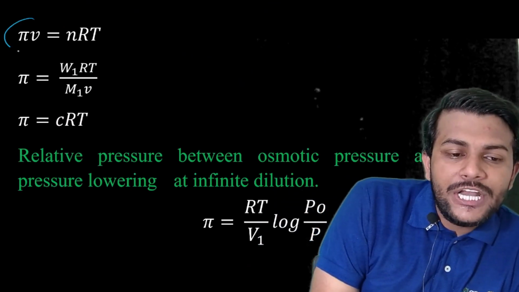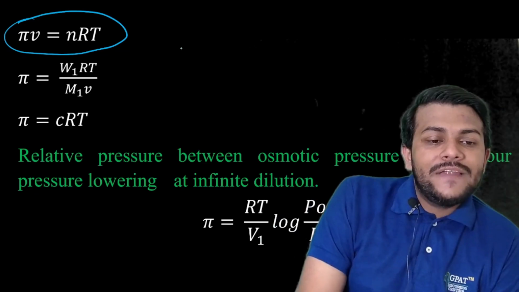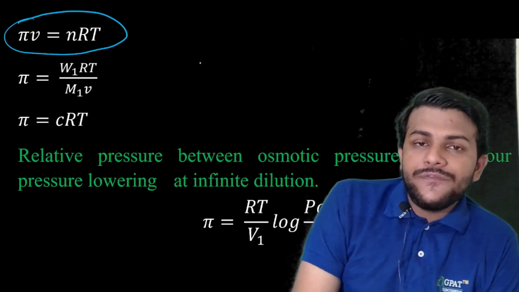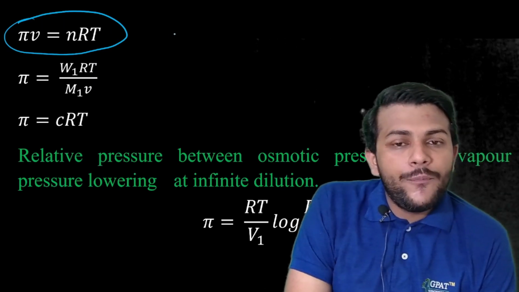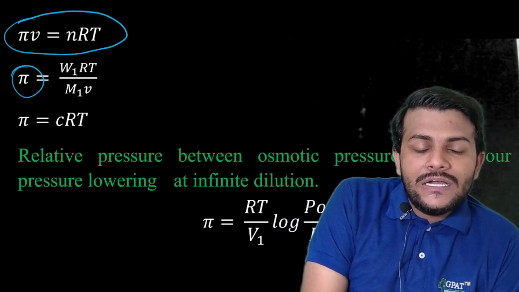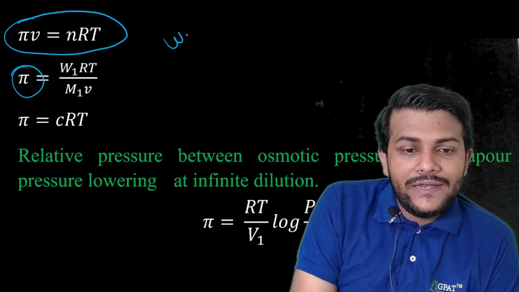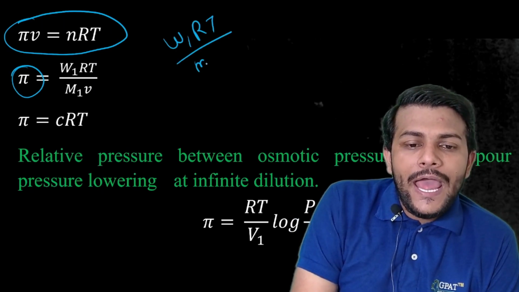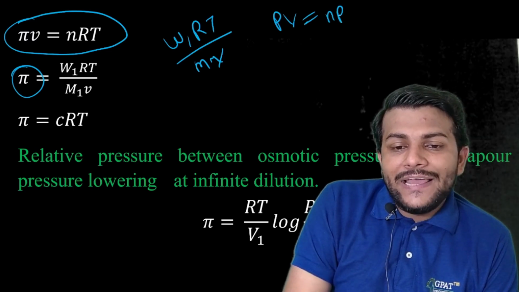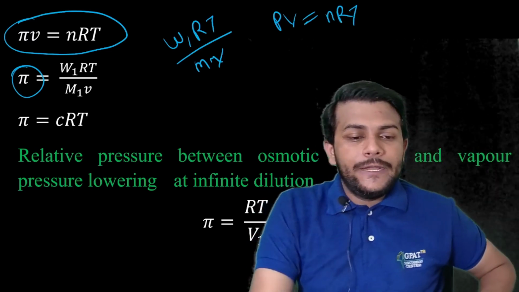So here is the representation of the osmotic property, that is πV = nRT. π is your osmotic pressure, V is the volume, n is the number of moles, R is your gas constant, and T is the temperature. So we can represent your osmotic pressure as π = W1RT/M1V. That is simple, somehow looking like your ideal gas equation, that is PV = nRT.